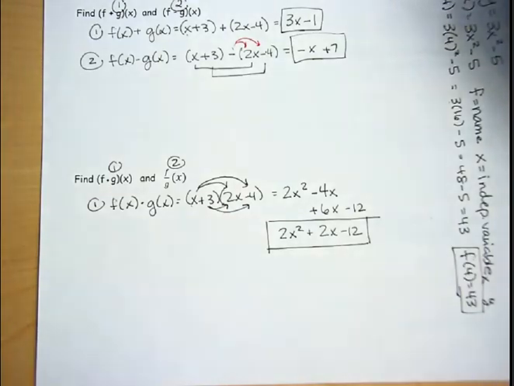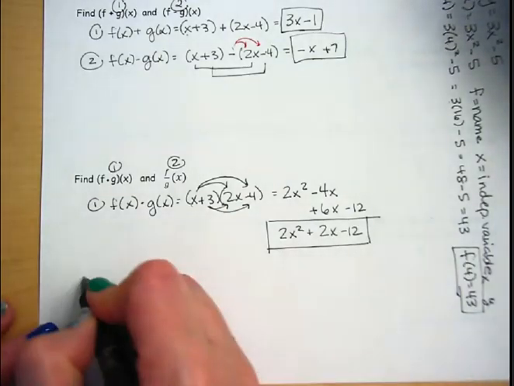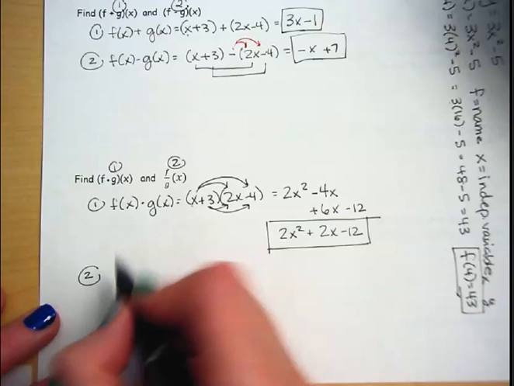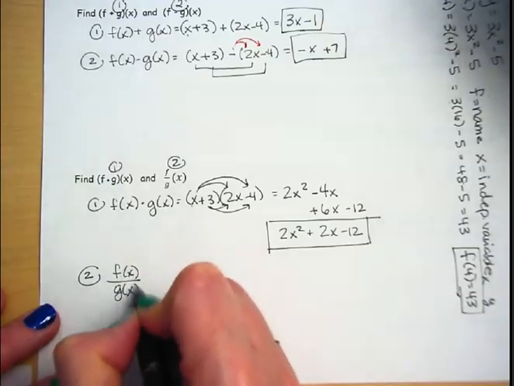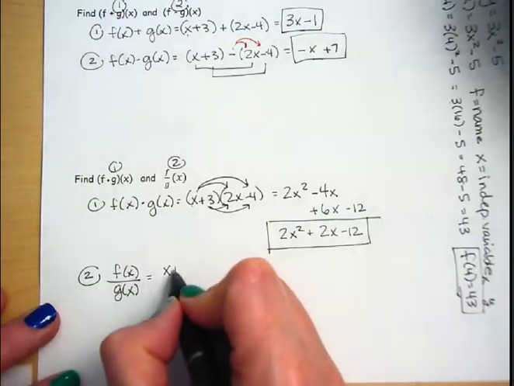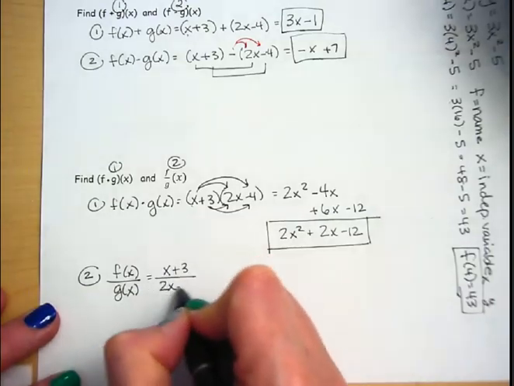And you are done. And for the division, we have f of x over g of x. So x plus 3 over 2x minus 4.